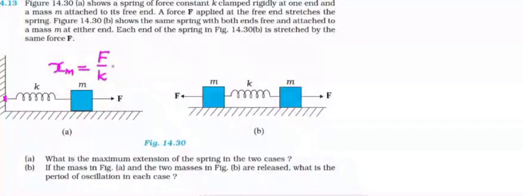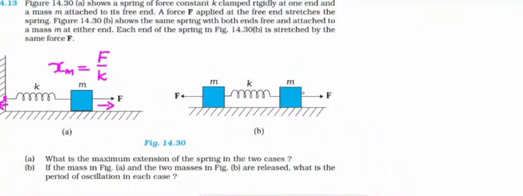F is given, K is the spring constant, so xm is F by K, because F is equal to K xm. Now the second case: when these two masses are here and you pull this spring with a force F, there is actually a reaction applied on this fixed point. So we have action and reaction.